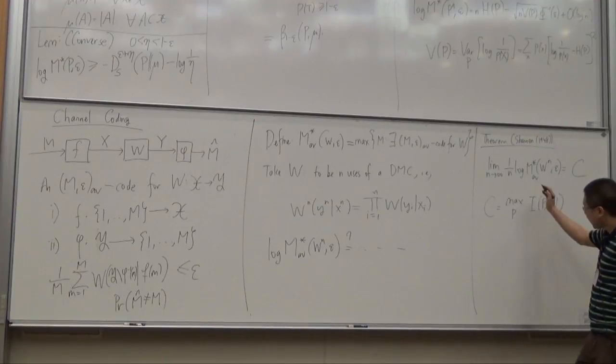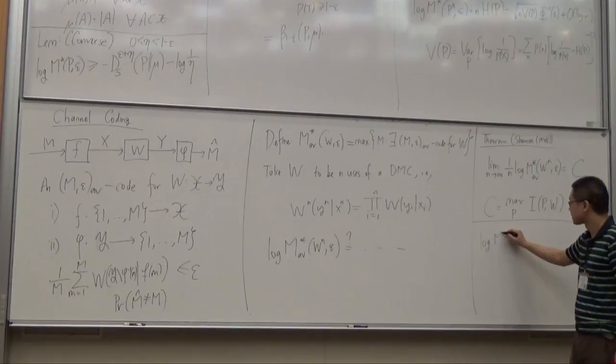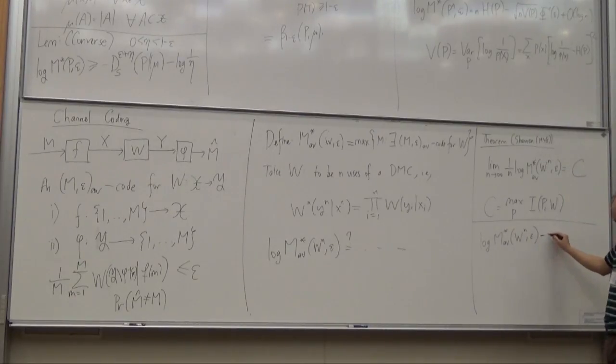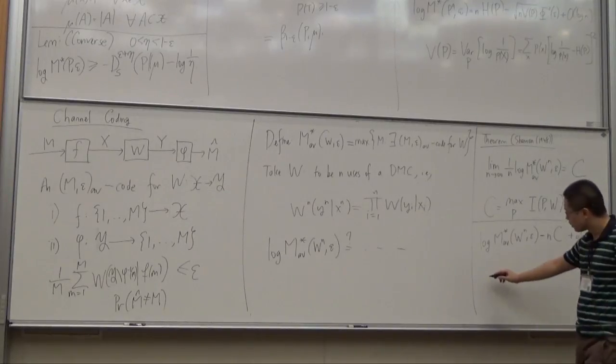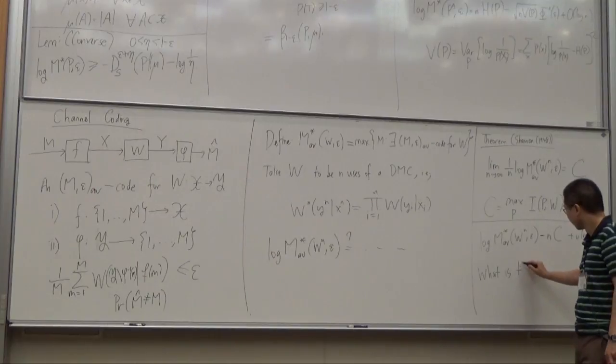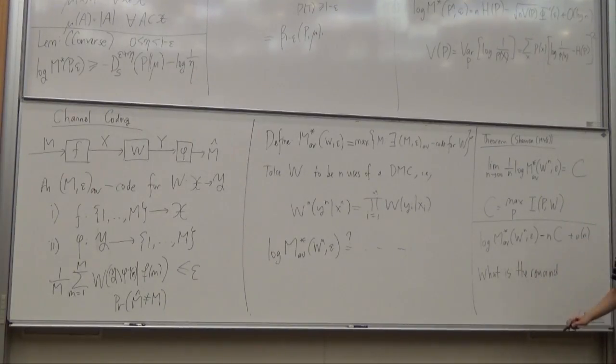This is usually positive, so we can transmit at positive rates. Another way of writing this is the following: log of M star of W^n and epsilon is equal to nC plus little o of n, just as in the source coding scenario. So the question we now want to answer is, what is the remainder term? What are the remainder terms, as a matter of fact? If you are more ambitious and you want to talk about the third order terms, what is or what are the remainder terms?